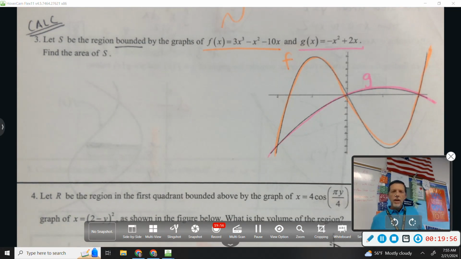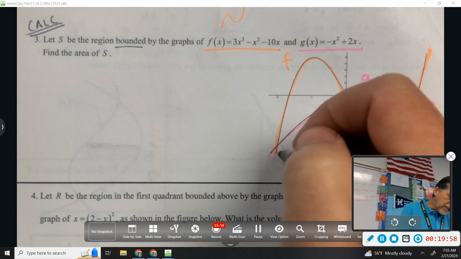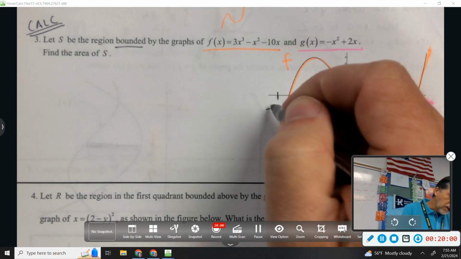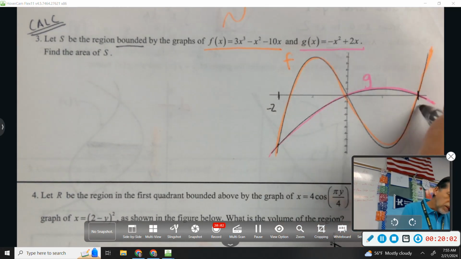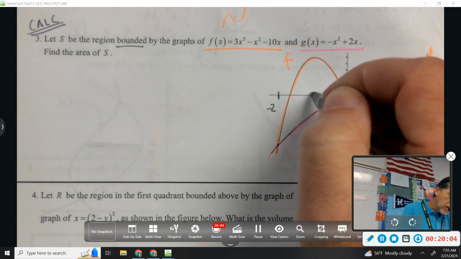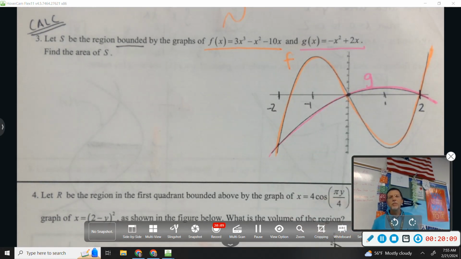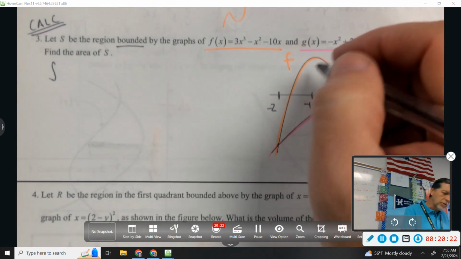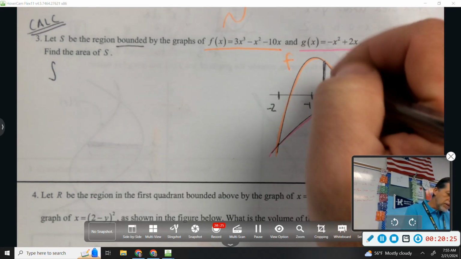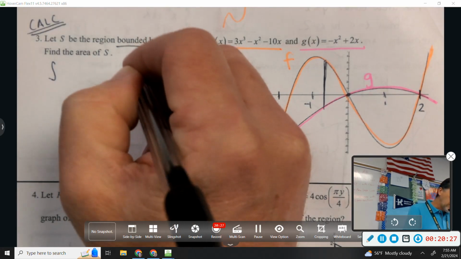My limits, this one's kind of nice because they give me the picture: negative 2 and 2. But there's kind of a trick to this one. Is it dx or dy? That's not the trick. Is it dx? My rectangles would be x rectangles. So dx.